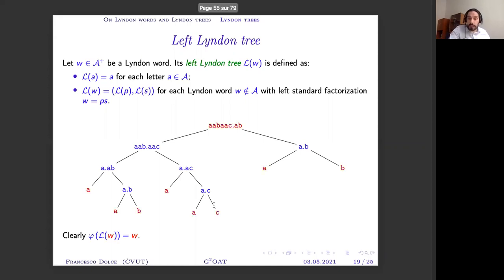Now, something that is maybe not completely clear, but not that hard to prove, is that the foliage, that means the concatenation of all letters from left to right, is exactly equal to the original word, the root. So the foliage of this left Lyndon tree is exactly equal to the Lyndon word we start with. This is the Lyndon tree.